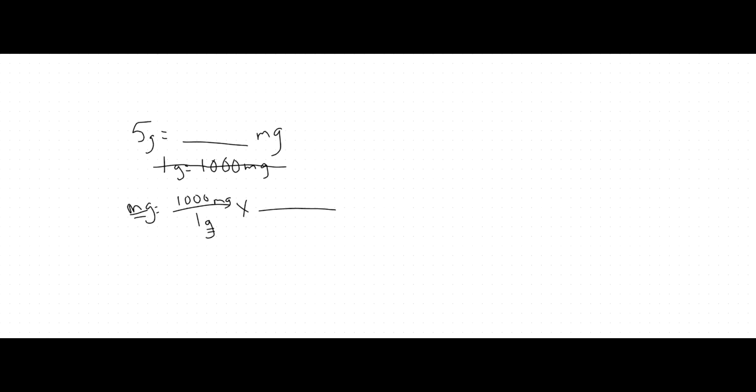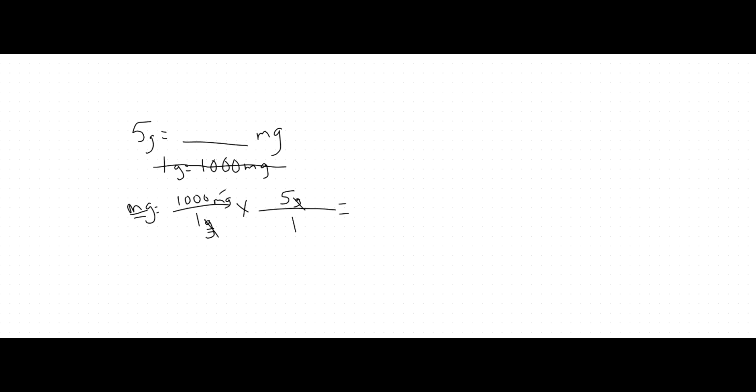So what has grams in my problem? The 5 grams. Okay, since I want to get rid of it, it's got to be diagonal, right? So top or bottom? Top. Okay, and then I'm just going to put that placeholder underneath there. So then I'm going to cancel these out, and then I'm going to cross multiply.